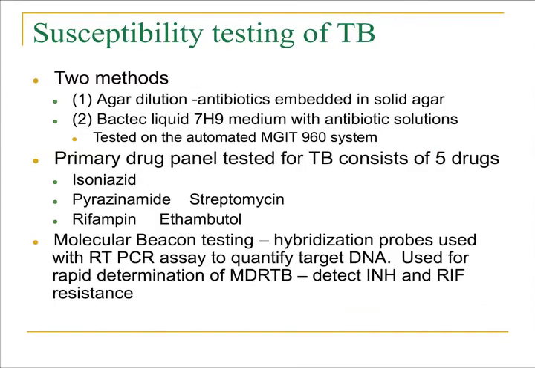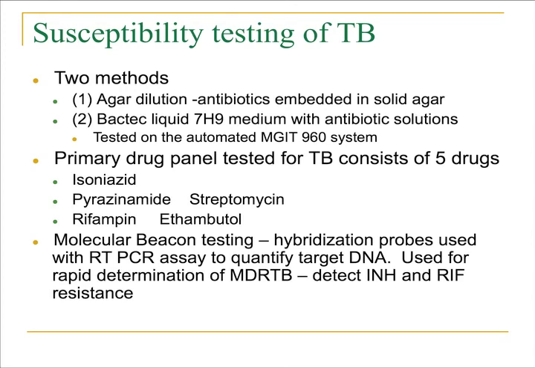On the next slide is discussed susceptibility testing for TB. There's two primary methods that are used: agar dilution and the Bactec liquid 7H9 medium process. Most individuals and labs have moved away from doing agar dilution and doing the automated test, which is tested on the automated MGIT 960 system.